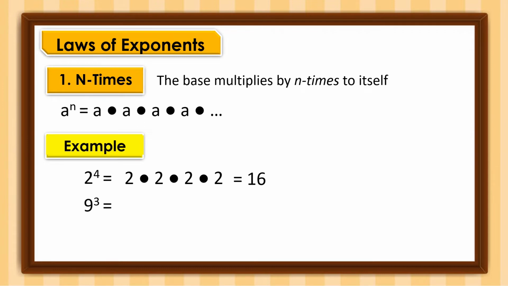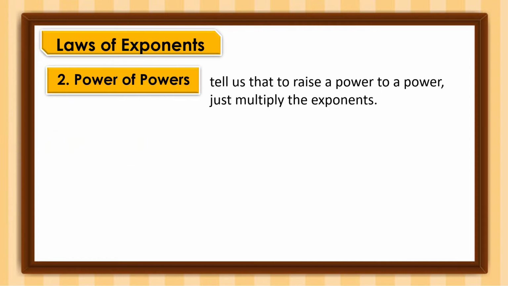And we have here another example, 9 cubed. So we will multiply 9 by itself 3 times. So 9 times 9 times 9, that is equal to 729. So that is the first law. And the second law is power of powers.